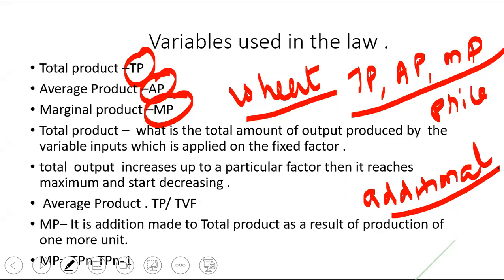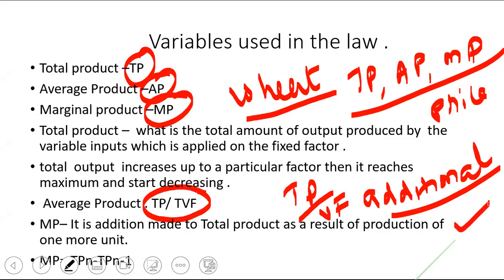Marginal is the additional unit. Again, I'm repeating. Total product is the total of the product which we are producing. Average product, dekho, how do we get average product? We get average product by dividing total product by the variable factor. TP divided by the variable factor.